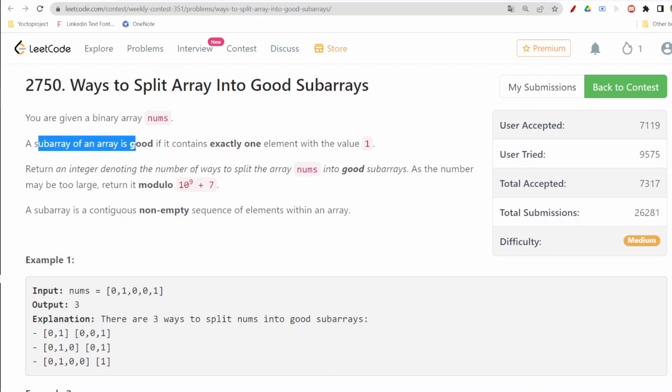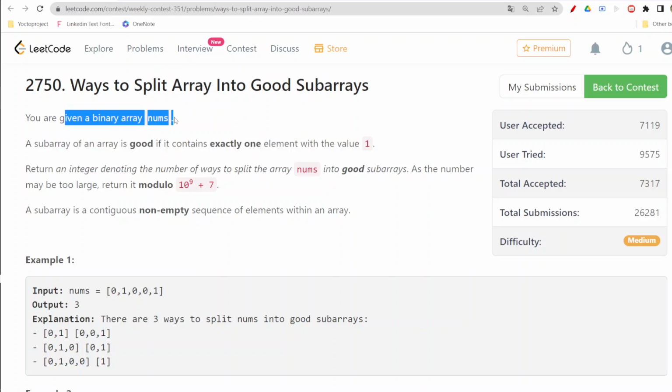A subarray of an array is good if it contains exactly one element with the value 1. So basically they require exactly one element whose value would be 1. So that array would be good. Basically, that subarray would be a good subarray.